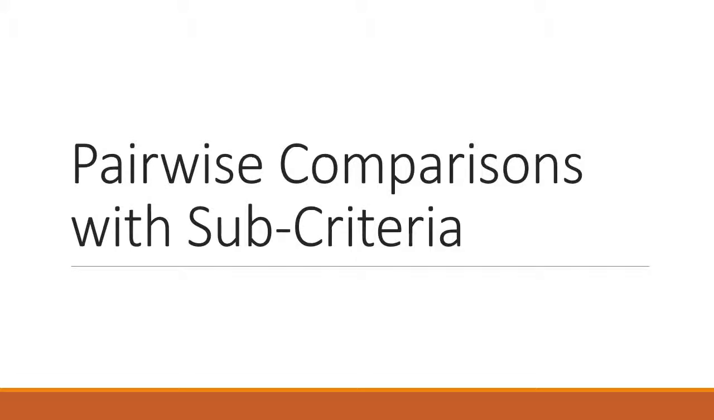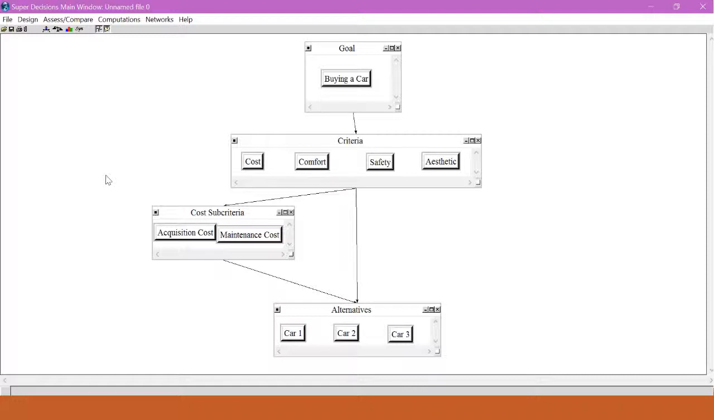In this section, we will learn how to make the pairwise comparisons when introducing subcriteria into our model. I have here the model that I made in the previous section. I've gone ahead and made all the pairwise comparisons the same as they were in the previous sections, except of course the ones I've just introduced. So I want to make a pairwise comparison between acquisition cost and maintenance cost, which are subcriteria of cost.